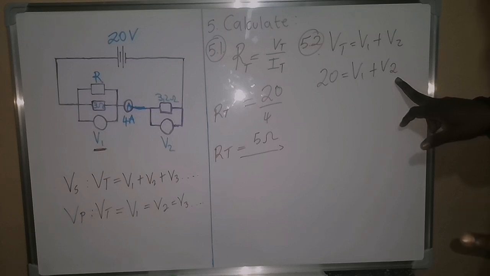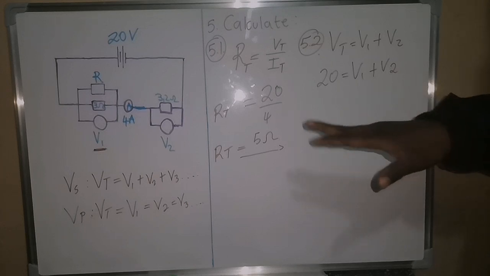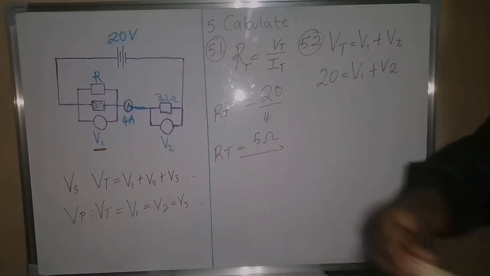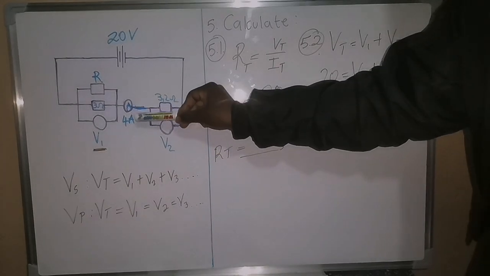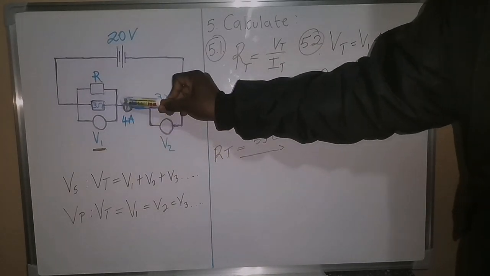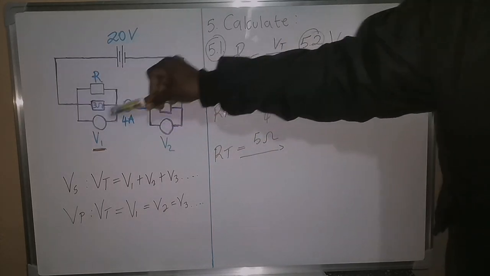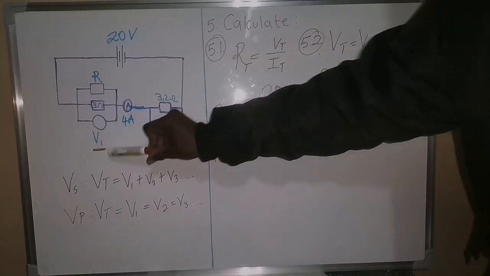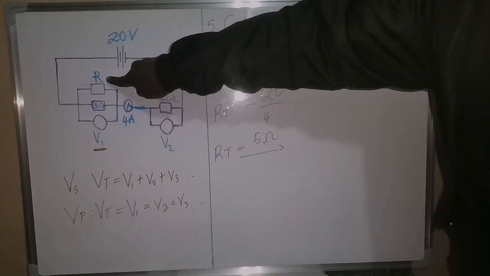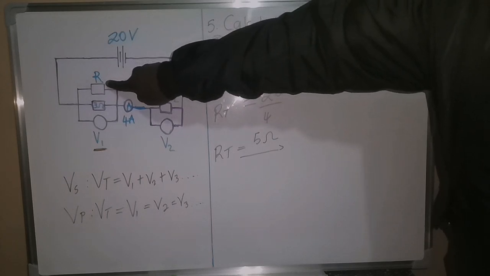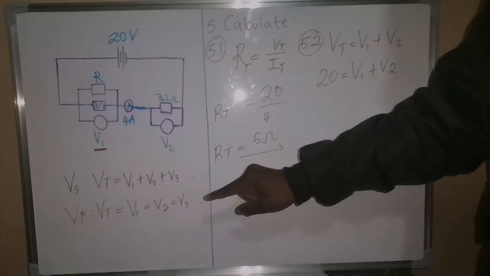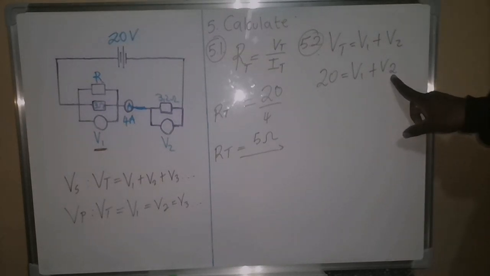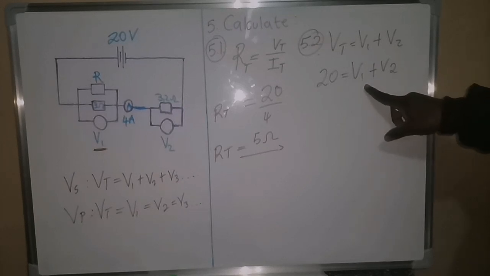For us to find V1, if we had the total current in this block and the total resistance in this block only, then we would be able to find V1. But for this resistor, the total resistance, we cannot use that method. To solve this one, we need to know the voltage V2. For us to find V1, we always need to know V2.